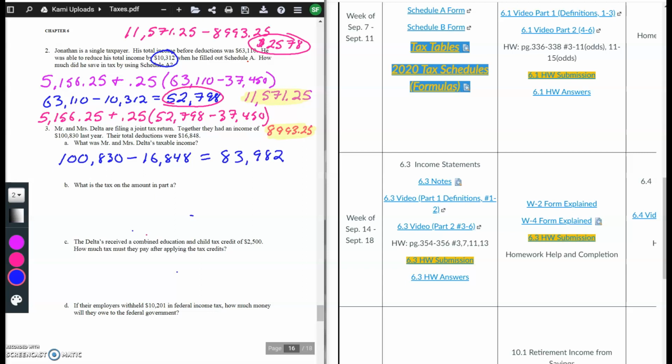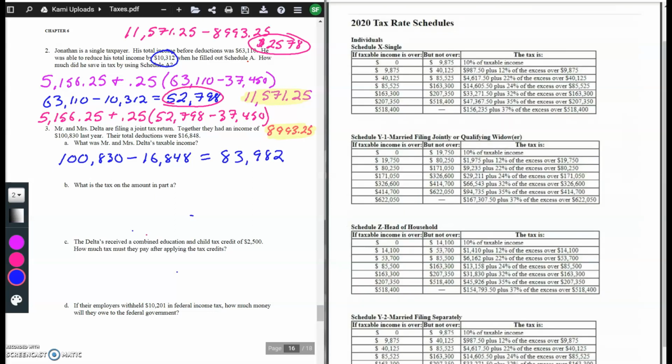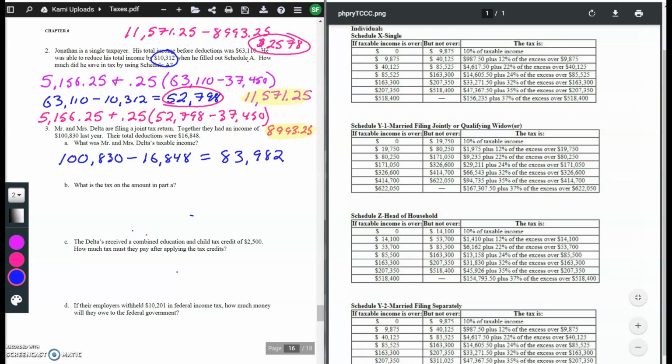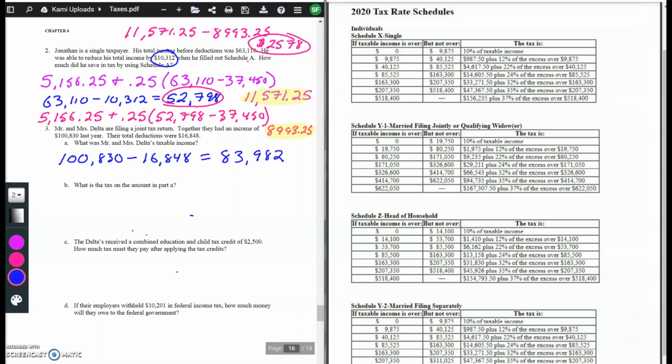But if you click on the second one, the 2020 tax schedules, it'll download the formulas for you, and it'll look something like this. These are your 2020 tax rate schedules. You will notice on these tax rate schedules you have single at the top. The second one is married filing jointly. Then you have head of household, and then you have married filing separately, which we are not really focusing on. The only one we care about is married filing jointly because the problem says Mr. and Mrs. Delta are filing a joint return.